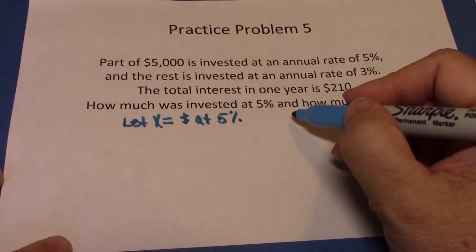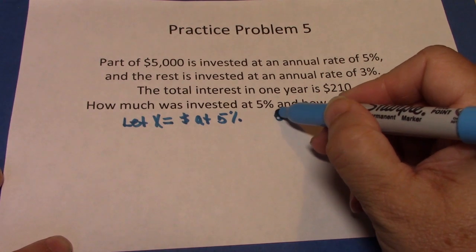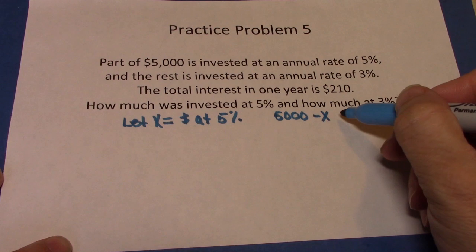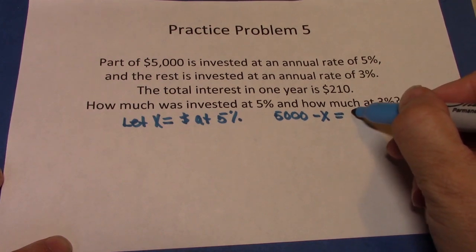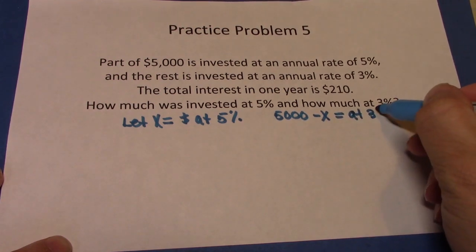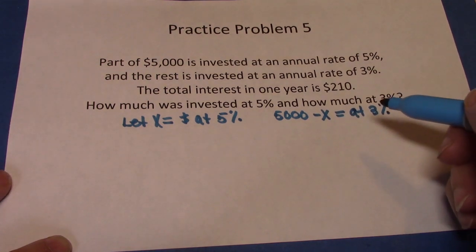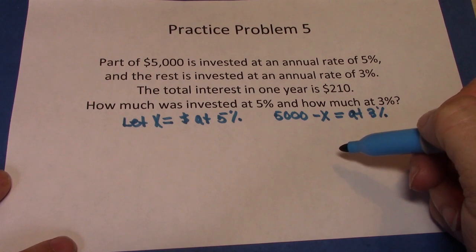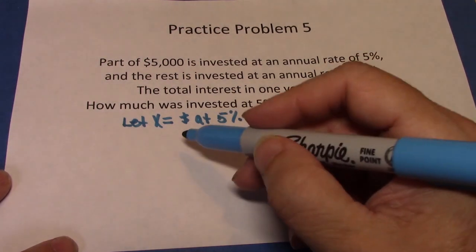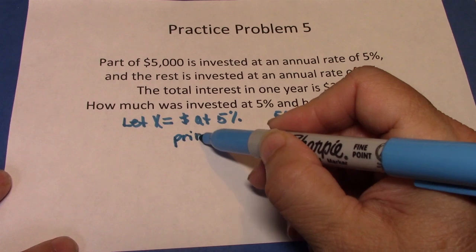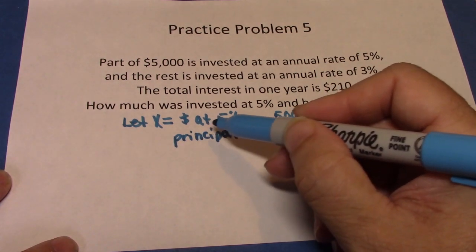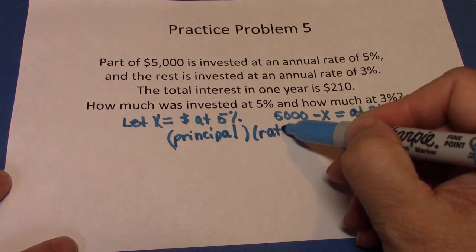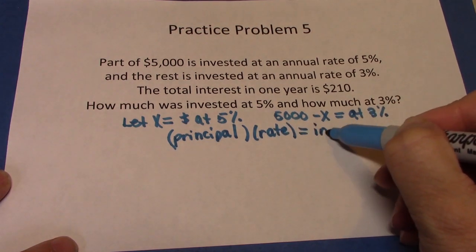And then we know that the difference, because this is the rest, so 5,000 minus that X, that's the other part of it, is the amount at 3%. Now you need to know that there is a formula for interest. You either need to know it or you need to be able to look it up, and that formula is principal, that's the amount that's invested, times the rate equals interest.